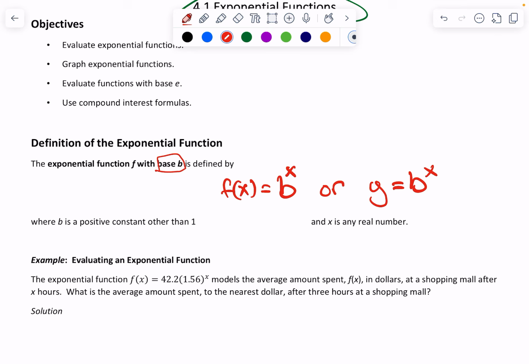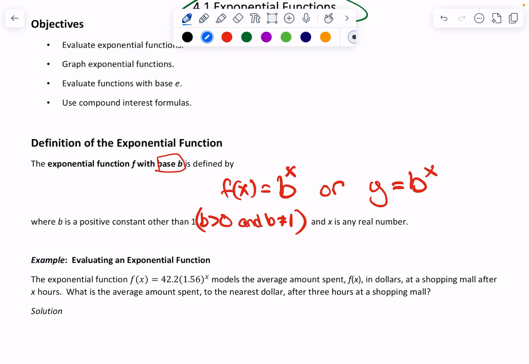b is a positive constant other than 1. So b is greater than 0 and not equal to 1. And x is any real number. Okay, let's look at an example here.